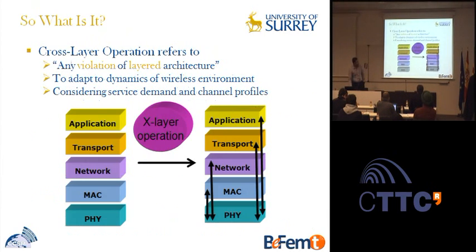So considering this preliminary introduction, now if we want to talk about what cross-layer optimization is, it in general refers to any violation of the layered architecture to adapt to the dynamics of the wireless system, considering service demand and channel profiles and issues related to them. This cross-layer operation can be defined between different layers across the network, as you can see here in the picture.